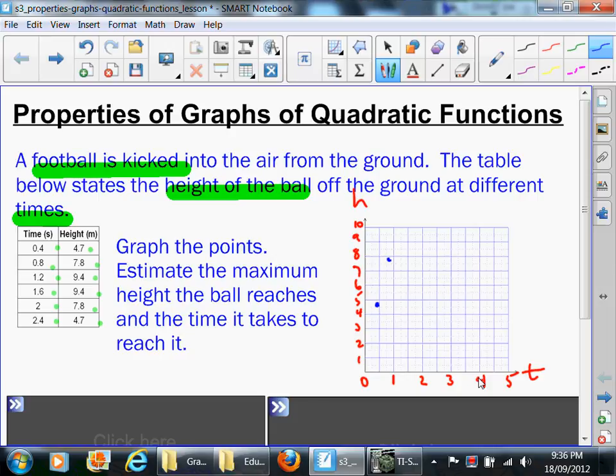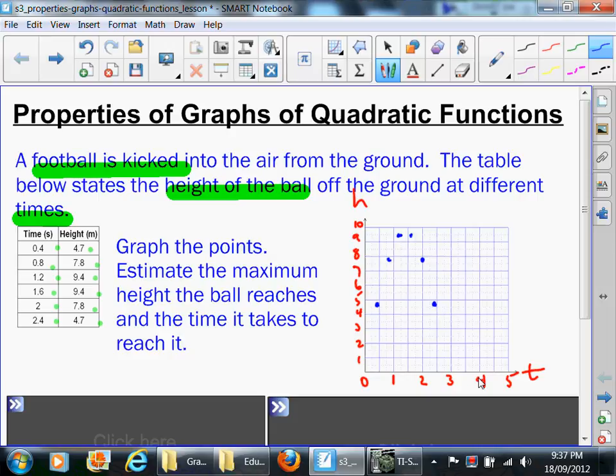At 1.2 seconds, we're going to be about as high as 9.4. So that's going to be right here. At 1.6 seconds, which would be right here, we're also at about 9.4. At 2 seconds, we're at 7.8 again. So that's going to be right here. At 2.4 seconds, we're looking at 4.7 meters, which is right here.